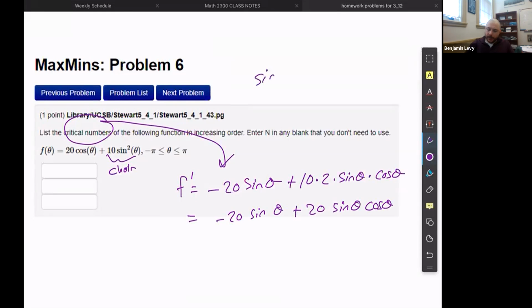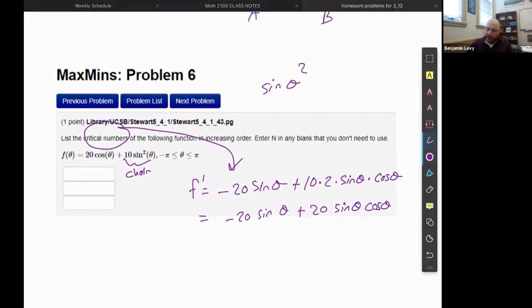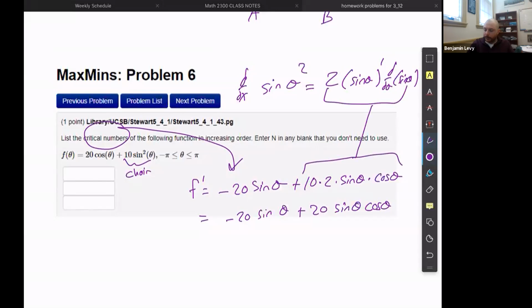And just in case people are curious, sine squared is what we just differentiated. And so you bring down the power, subtract 1 off the power, and then multiply by the derivative of the inside. That's what happened here. Except the 2 part. I didn't include the 10.